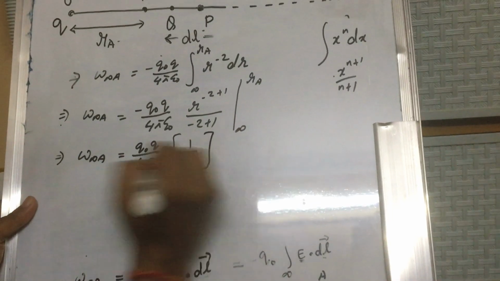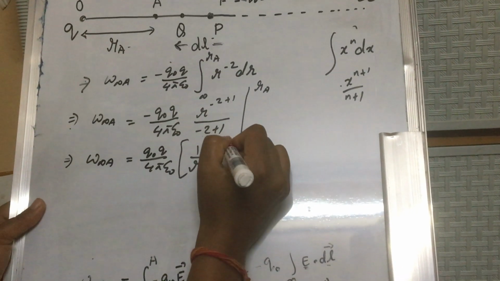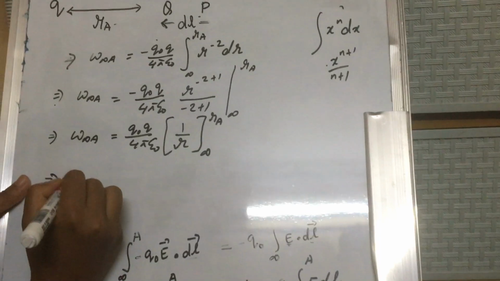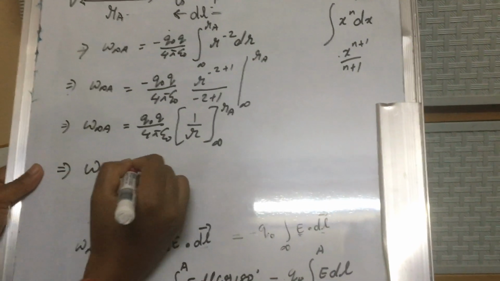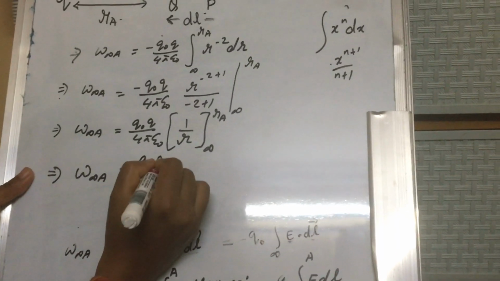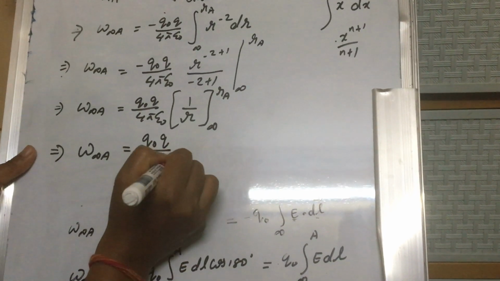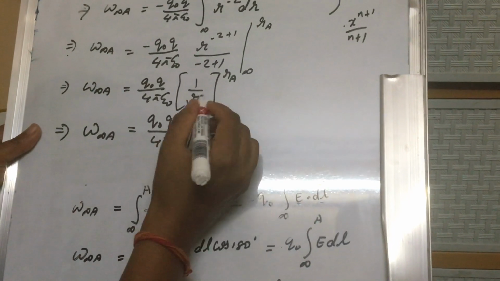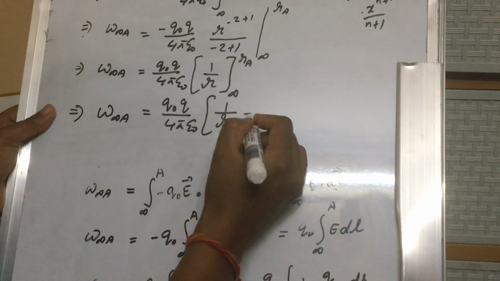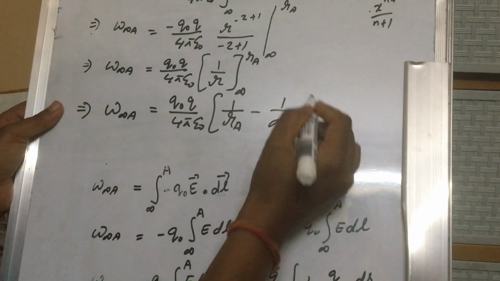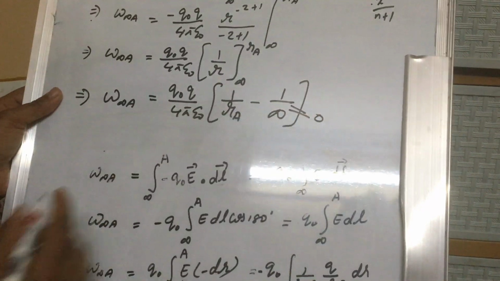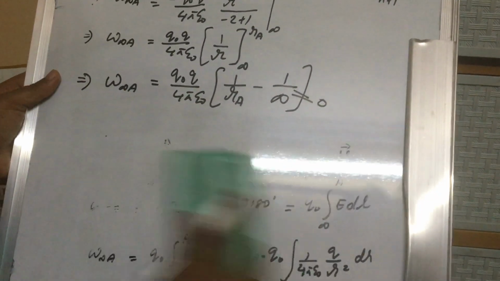Okay, limits. Now, where do you have to put the limits? On the variable. How? Upper limit minus lower limit, right? So the upper limit gives 1 by Ra, because you need to put the limits on the variable only, minus the lower limit. Anything divided by infinity is what? 0. So this term will be 0, right?